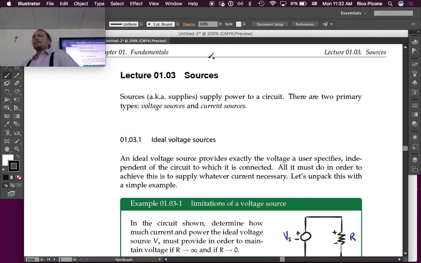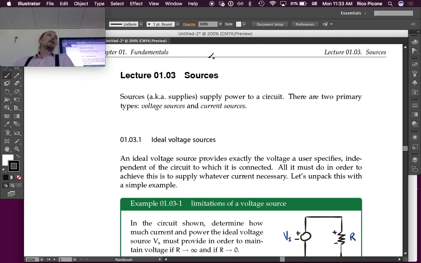So sources, also known as supplies, supply power to a circuit. There are two primary types, voltage sources and current sources. An ideal voltage source provides exactly the voltage a user specifies, independent of the circuit to which it is connected. Okay? All it must do in order to achieve this is to supply whatever current necessary.